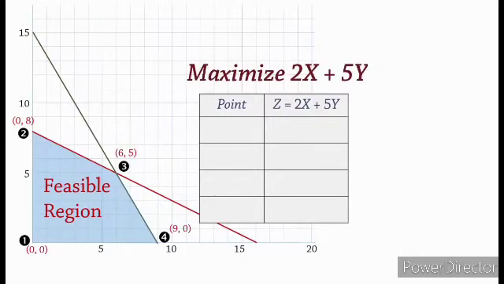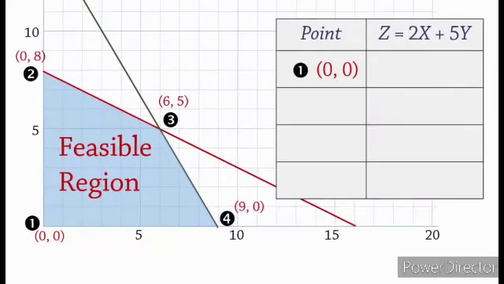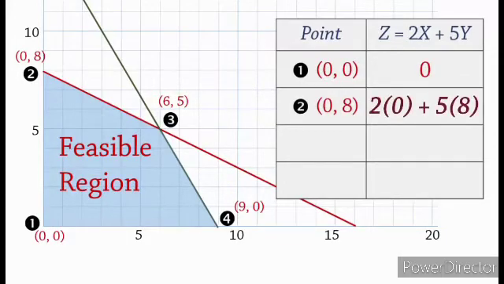As you can see here, the objective function, or its value, is sometimes represented with z. So now, the xy coordinates at point 1 are 0, 0, and substituting that in the objective function gives 2 times 0 plus 5 times 0, which equals 0. And at point 2, we have 0, 8. So the objective function value is 2 times 0 plus 5 times 8, which equals 40.